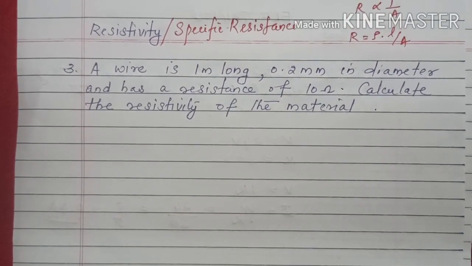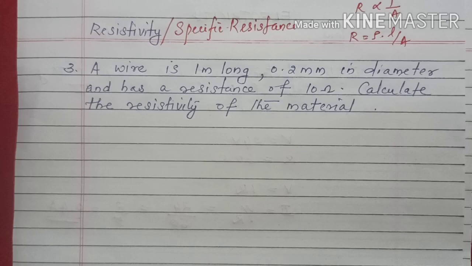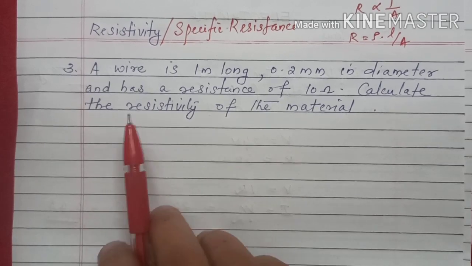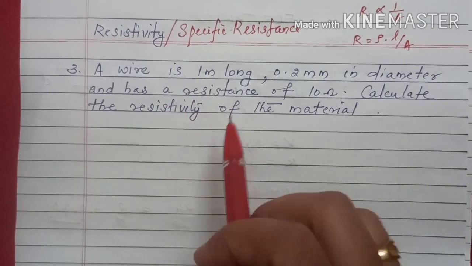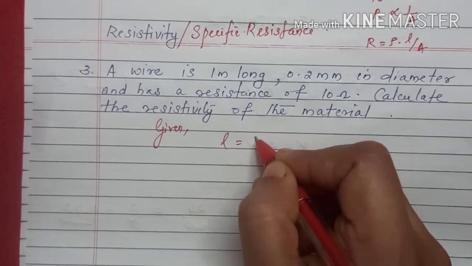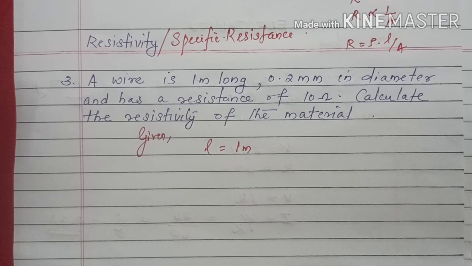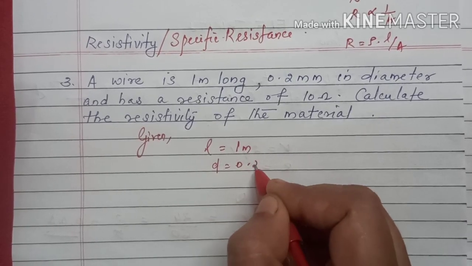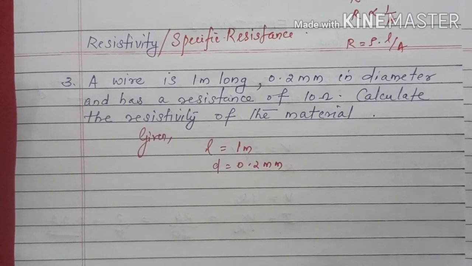Listen to the question. A wire is 1 meter long, 0.2 millimeter in diameter and has a resistance of 10 ohm. Calculate the resistivity of the material. Okay, so here a wire is given having a length of 1 meter. What all things are given? Length is 1 meter. Then diameter is given. Diameter is 0.2 millimeters.